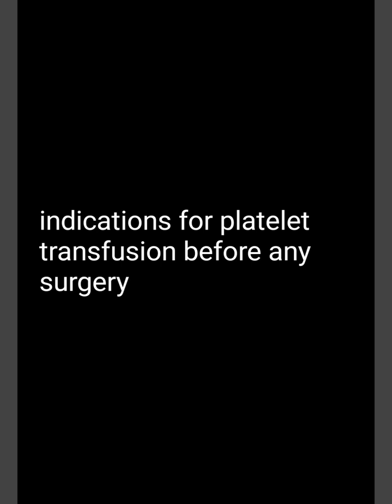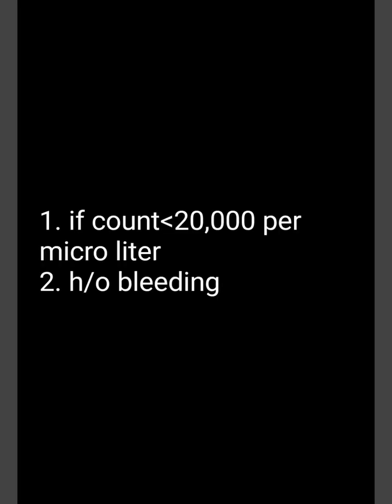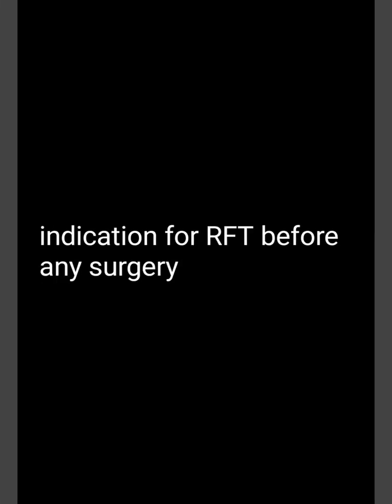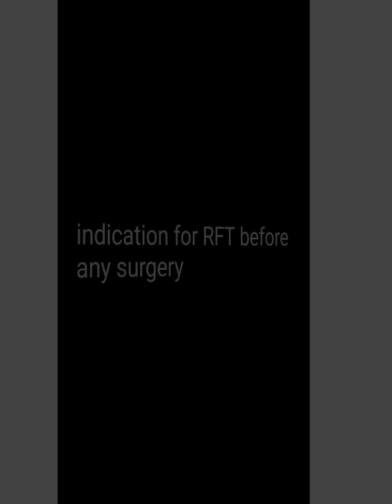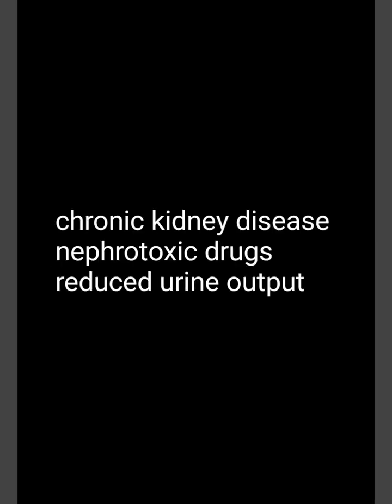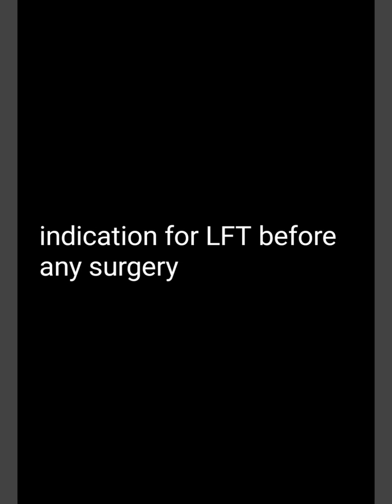Indications for platelet transfusion before any surgery: 1. If count less than 20,000 per microliter. 2. History of bleeding. Indication for RFT before any surgery: chronic kidney disease, nephrotoxic drugs, reduced urine output.